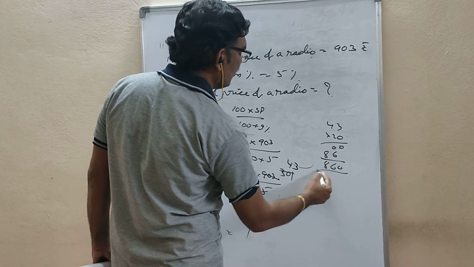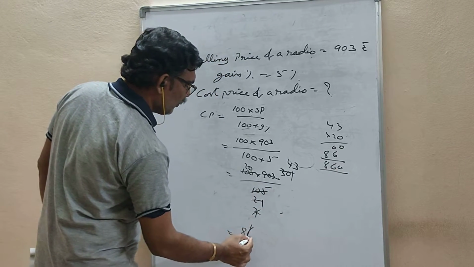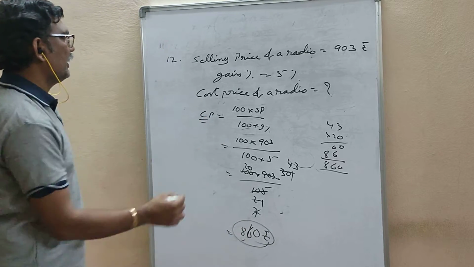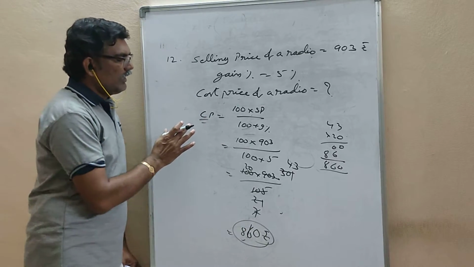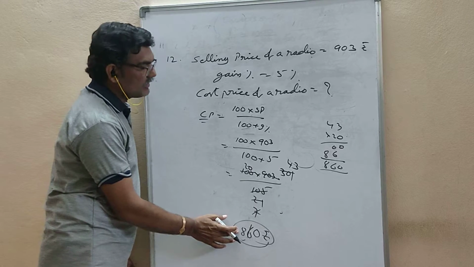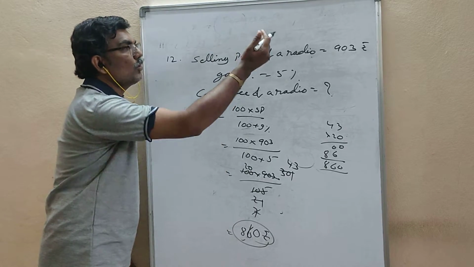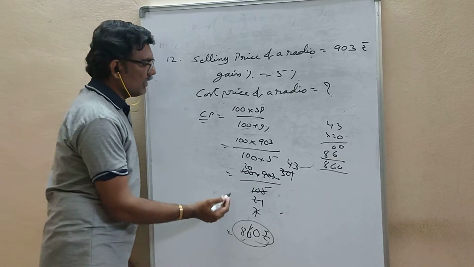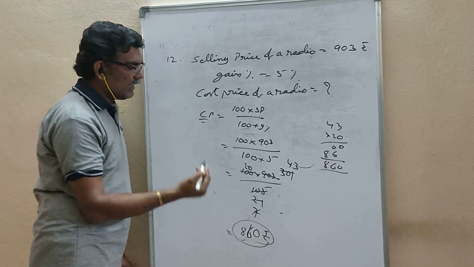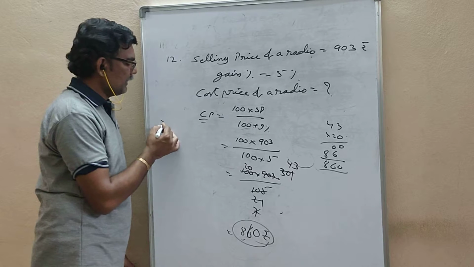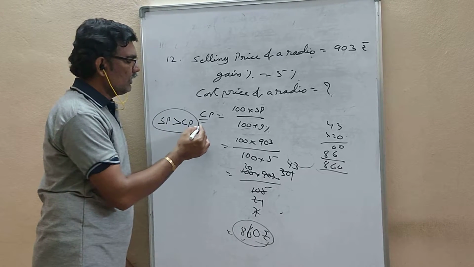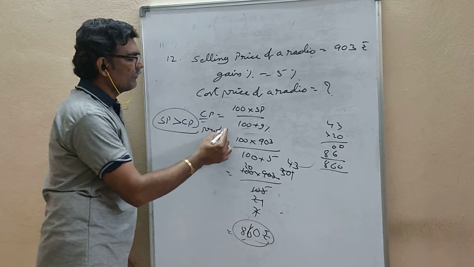You got 860. So what is this 860 rupees? It is the cost price of the radio. So he purchased the radio for 860 rupees and he sold it for 903 rupees. So selling price is greater than the cost price. SP is greater than CP. So he will get profit only.